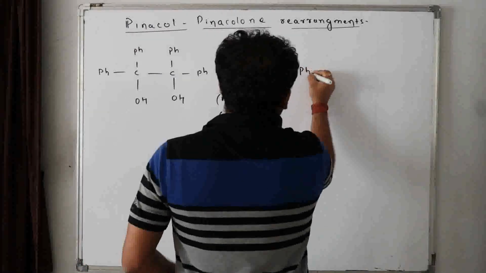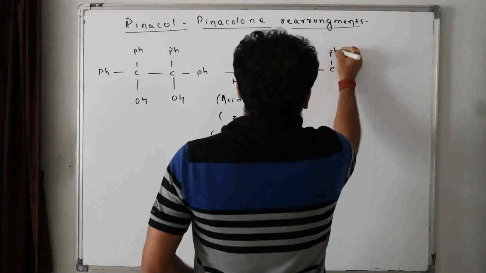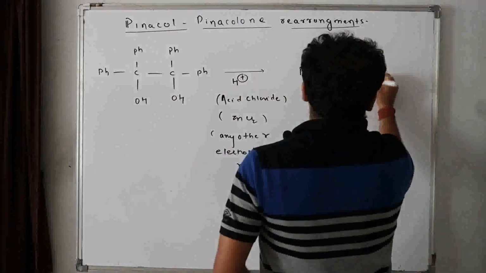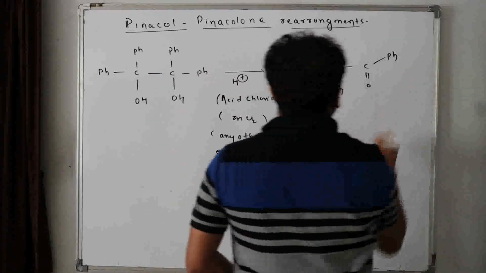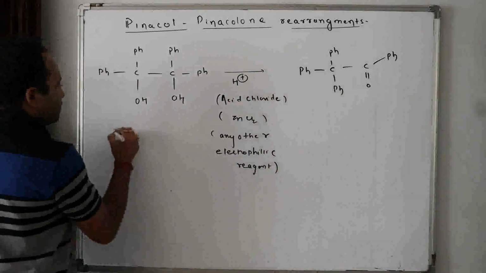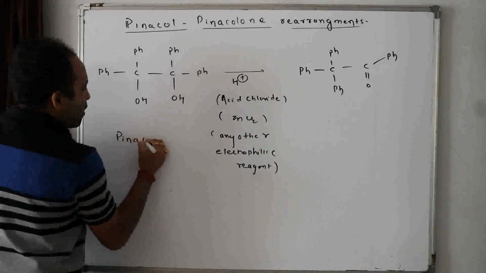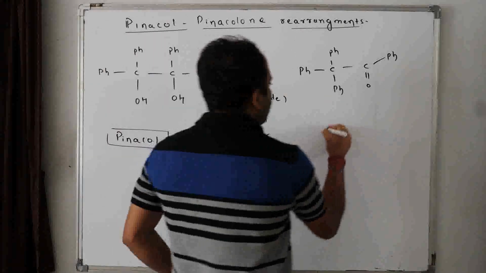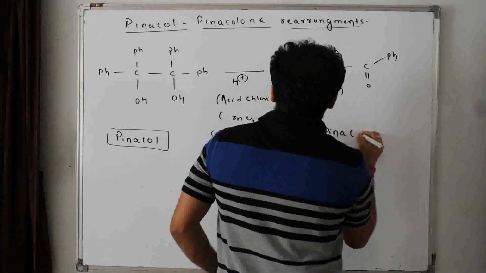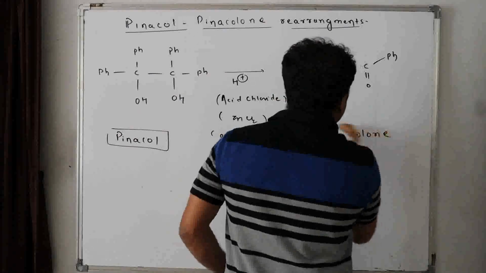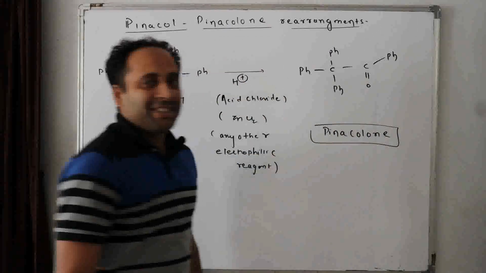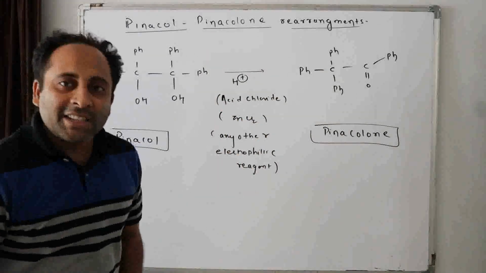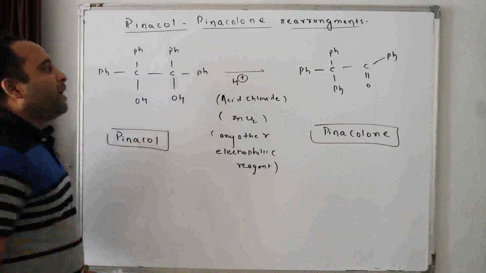How? Ph2C(OH)-C(OH)Ph2 gives Ph3C-C(=O)-Ph. These are called pinacol, and this is called pinacolone. Now the mechanism of this reaction, how these are formed and what is the mechanism behind this. Let's check it out. What is the mechanism behind this?